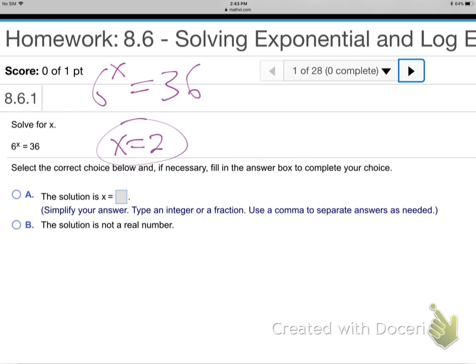Put the 6 to... Yeah, you can make that 36 6 squared. Yep. You can just, that's good enough for now. X is 2. Very good. Done. Next question. Good so far?